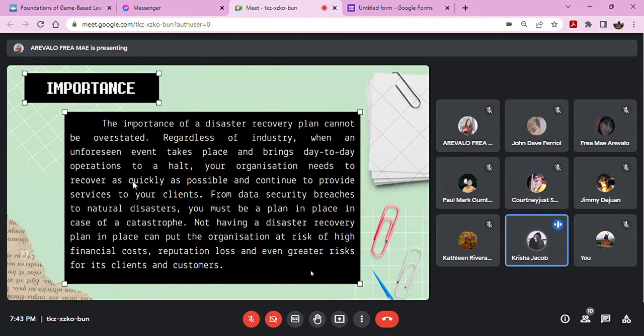From data security breaches to natural disasters, you must have a plan in place in case of catastrophe. Not having a disaster recovery plan in place can put the organization at risk of high financial costs, reputation loss, and even greater risk for its clients and customers.